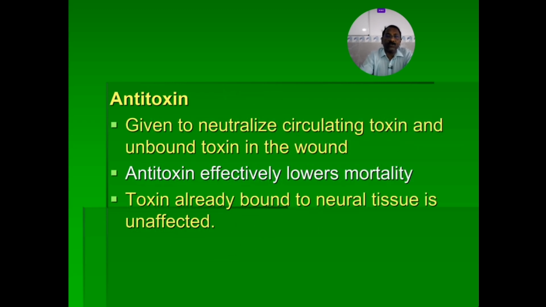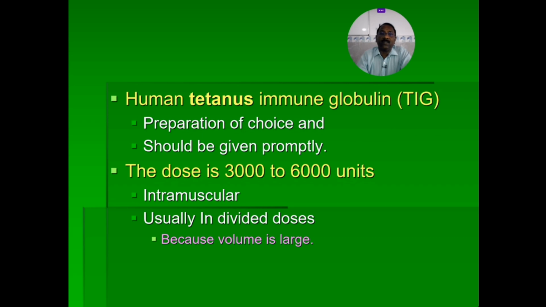The antitoxin is most important, given to neutralize the circulating toxin and unbound toxin in the wound. Antitoxin effectively lowers the mortality. Toxin already bound to neural tissue is unaffected. So one should use antitoxin. Here it is human tetanus immunoglobulin, the preparation of choice, and it should be given promptly. The dose is about 3000 to 6000 units; you can remember it as 5000 units intramuscularly. Some of this dose has to be given at the localized wound area also, usually in divided dosages.